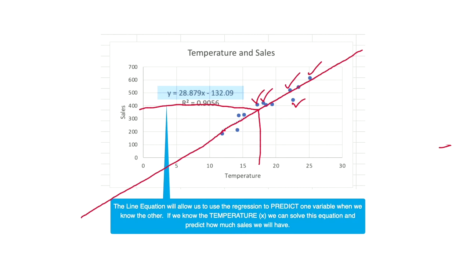We use regression analysis. If we only have part of the data, we can use the information we have from a regression to predict the other variable. So, in this case, if we only knew what temperature it was going to be tomorrow, we could have a rough estimate, following this formula, as to how much ice cream we're going to sell.